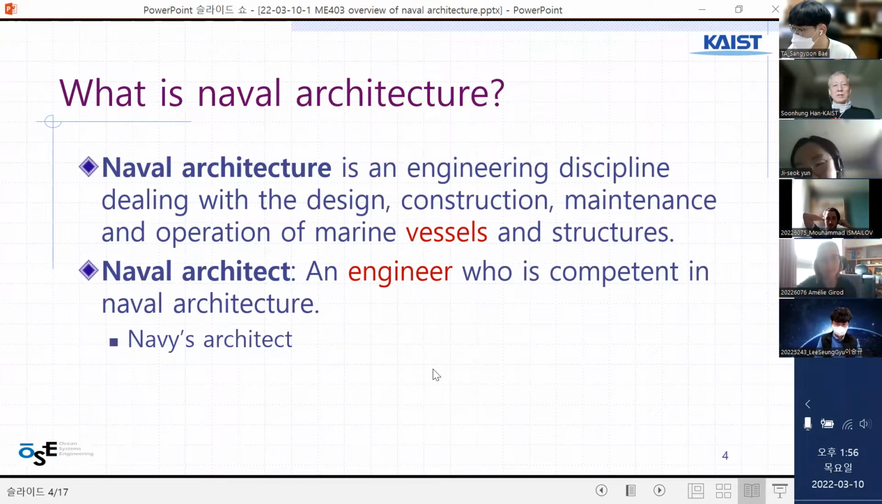So what is naval architecture? Engineering discipline, with design, construction, maintenance, and operation of marine vessels and structures. A naval architect is an engineer for naval architecture. So it's similar to the Navy's architect in old days.